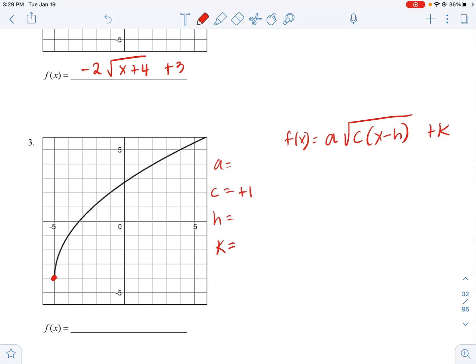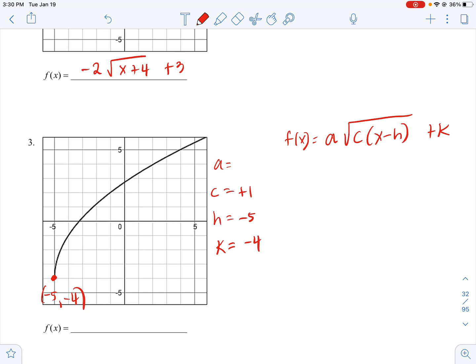Our h is whatever the coordinate of this point is. So that is, what is that? Negative 5, negative 4. So our h is negative 5. Our k is negative 4.